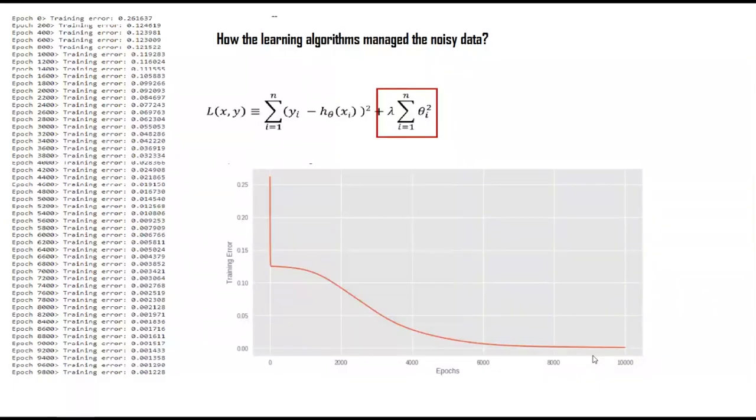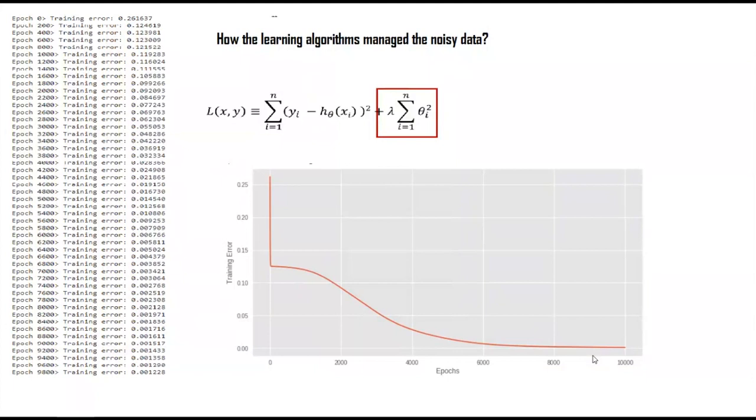Today I'm going to present how the learning algorithm manages noisy data. As we know, the core of a machine learning algorithm is the ability to learn and generalize from the data set that the algorithm has seen. However, if the algorithm is given enough flexibility, meaning more parameters, then it may overfit the noisy data.